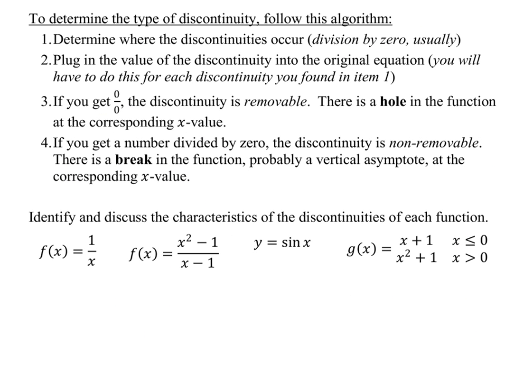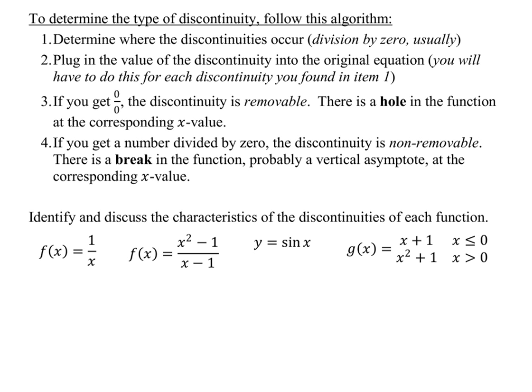Okay, to determine the type of discontinuity, follow this algorithm. So these are the steps that you should follow, something that you should just know. It's not that I want you to memorize an algorithm to solve all the problems, but this is the idea that we follow when we're presented with problems like this. So first, determine where the discontinuities occur. They occur when you have division by zero, usually. If you have a piecewise function or some other type of function, maybe there's some other situation going on there. But for the most part, you're looking for division by zero.